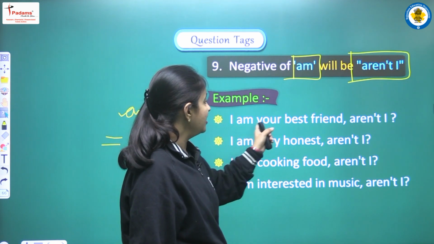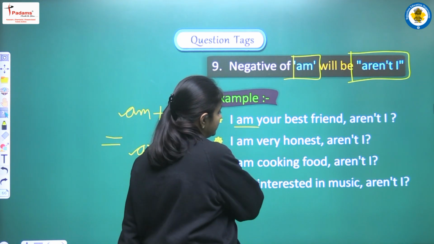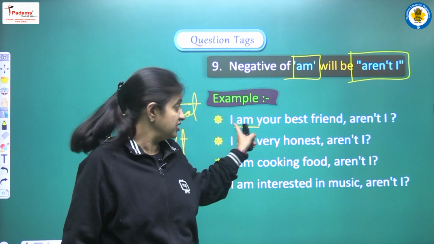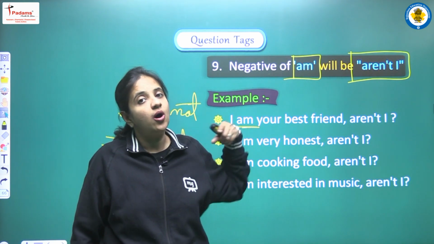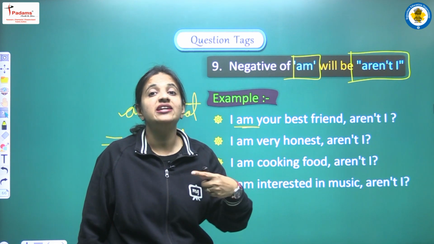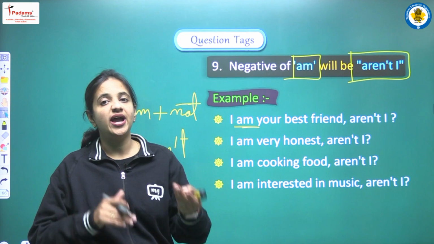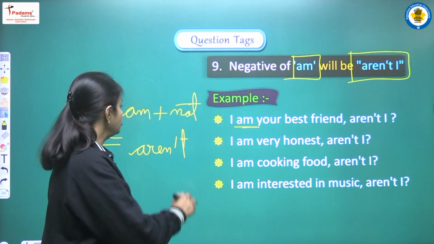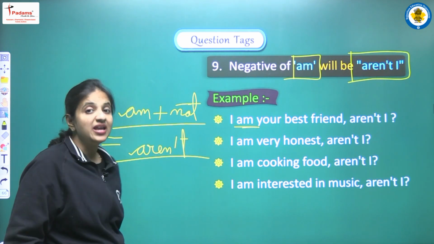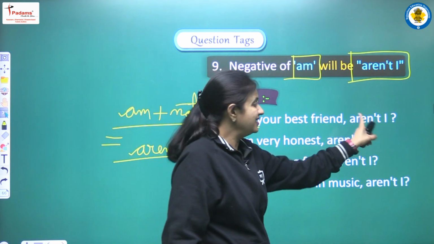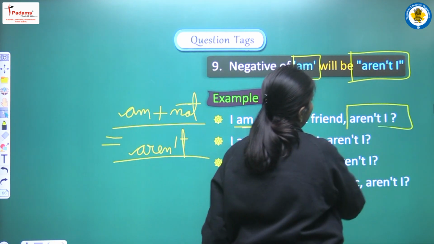We have: I am your best friend. In this sentence we have am, and it's a positive sentence, so obviously the question tag will be negative. We have to write am in a negative form, am plus not. According to this rule, am plus not will be aren't. This is the reason we are writing aren't I.